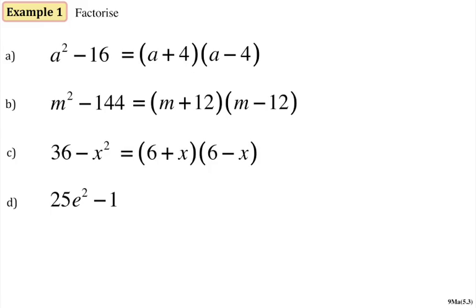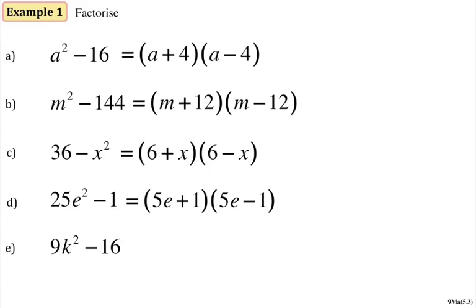1 times 1 gives 1, so 1 is a perfect square. So two brackets. Each bracket begins with 5e, because 5e times 5e gives 25e squared, and each bracket ends with a 1. One bracket gets a plus, one bracket gets a minus. Try doing part E by yourself.